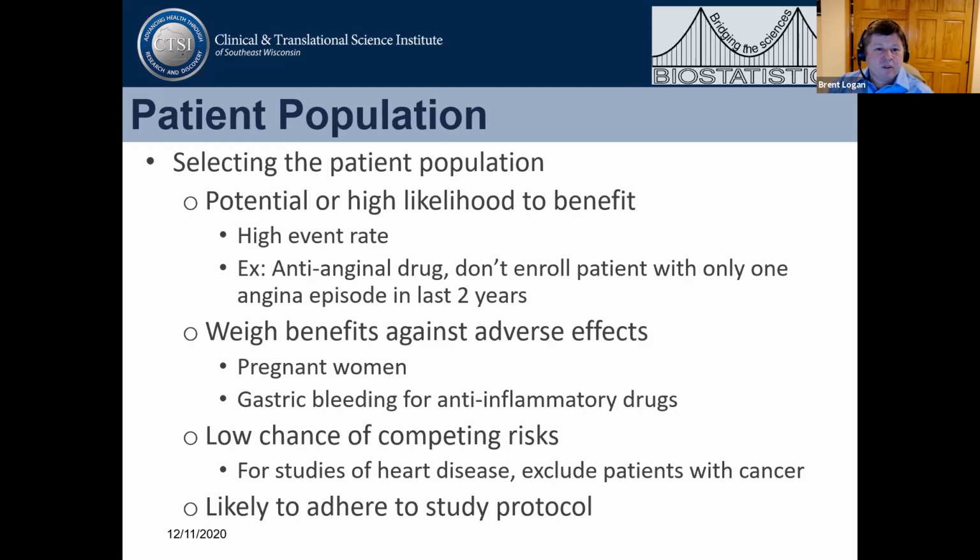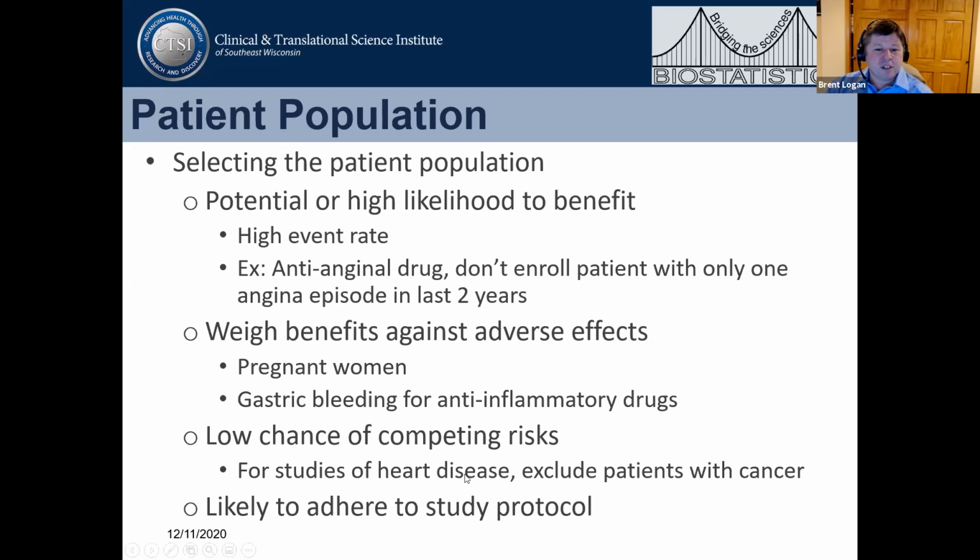So that's the concept of enriching the study population for those patients that are most likely to benefit. You obviously have to weigh the benefits against adverse effects. Pregnant women is one consideration. Gastric bleeding for anti-inflammatory drugs is another. You want to think about competing risks, so you don't want patients to suffer from a competing event, which prevents you from seeing a treatment benefit.